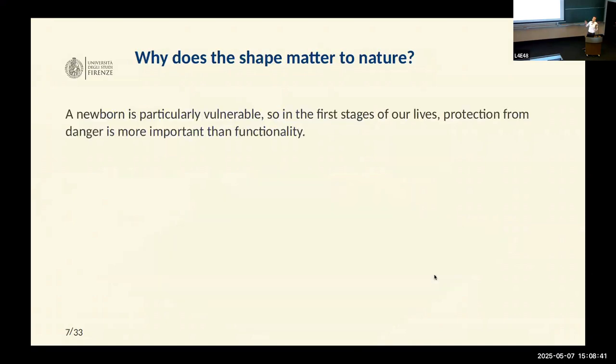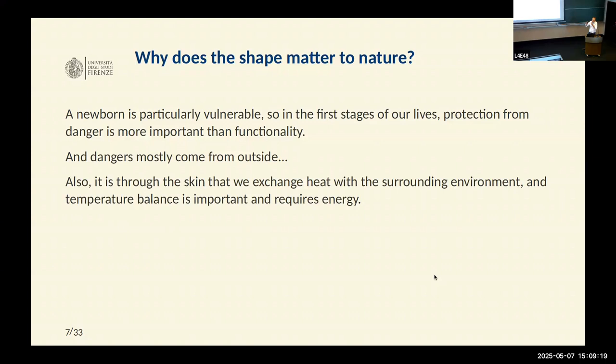So let's go back to why possibly my impression is true. A newborn, a baby animal, a human baby, is particularly weak and vulnerable. In the first stage of our lives, protection from danger is the most important thing. And where does the danger come from? Mostly from the outside, so you have to protect yourself from possible injuries coming from outside. And so the less perimeter you have, the better it is.